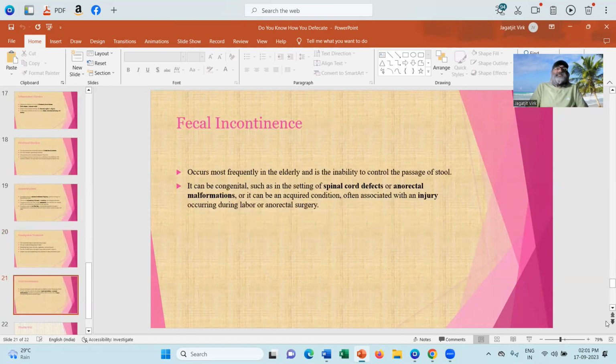Fecal incontinence occurs most frequently in the elderly and is the inability to control the passage of stool. It can be congenital, such as in the setting of spinal cord defects or anorectal malformations, or it can be an acquired condition often associated with an injury occurring during labor or anorectal surgery.